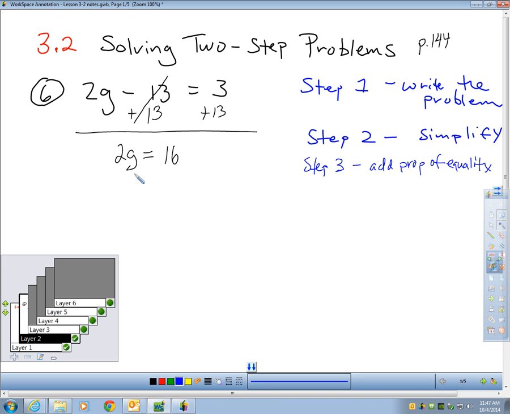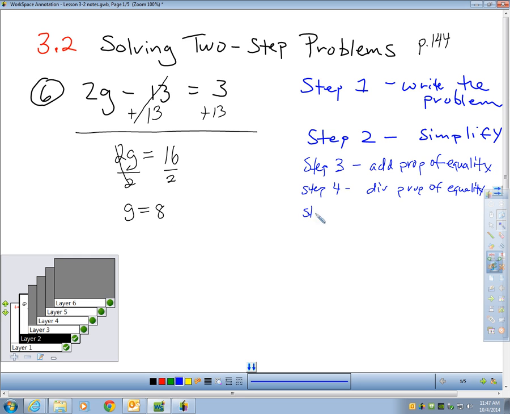Okay? Now, think about the onion again. G is the center. The very next layer is that times 2. How do I get rid of times 2? Well, I got to do the inverse. I got to divide by 2, so I'll do that next. 2 divided by 2 is 1. I get 1g on the left, and I get 8 on the right. So my next step, my step 4, was I used the division property of equality. And I simplified again, and I have g equals 8.